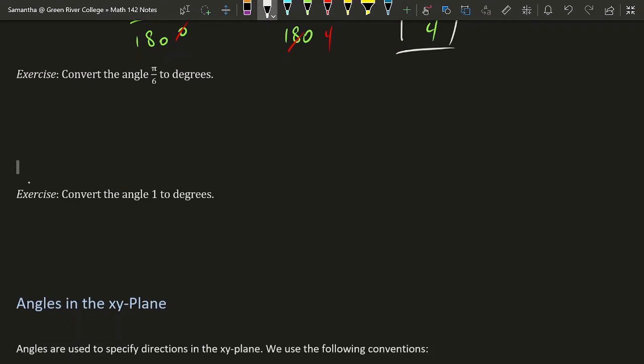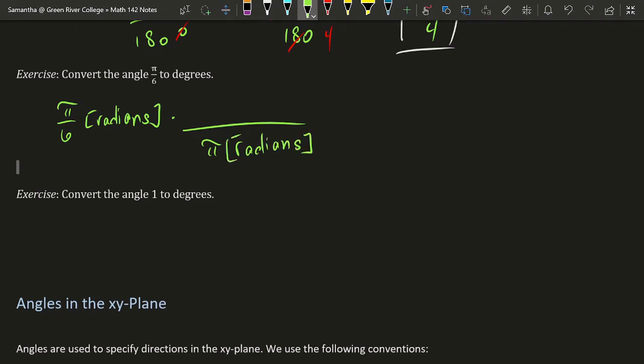Next, let's work on another really common angle for our purposes, the angle pi over 6. Because the angle's units are not specified, we understand pi over 6 to be in units of radians. So I'm going to take that pi over 6, which is understood to be in radians, and multiply it by the fraction that has radians in the denominator so that I can cancel out those units. So 180 degrees in the numerator.